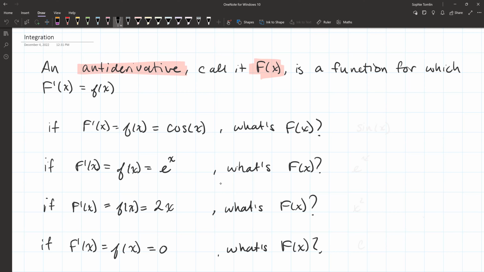Thinking about the connection between derivatives, if we have that capital F prime of x is equal to cosine x, what might f of x be? And for that, we would have sine x.